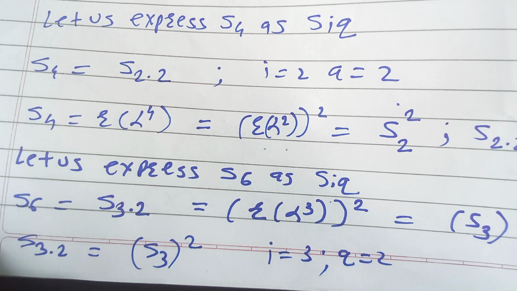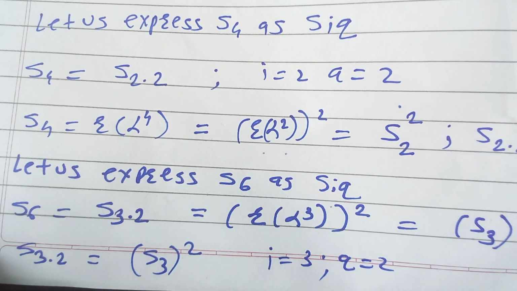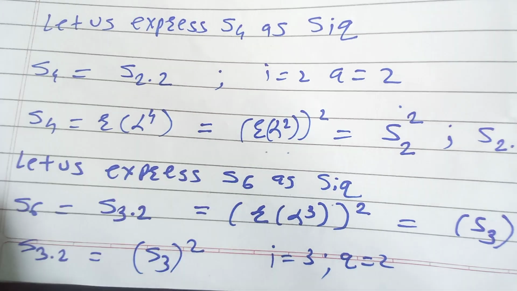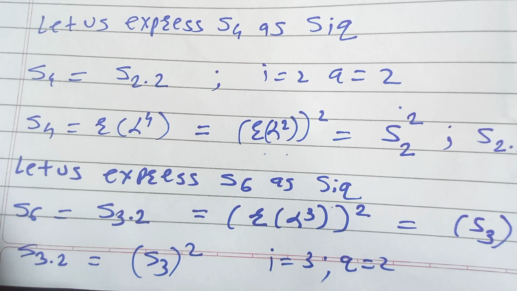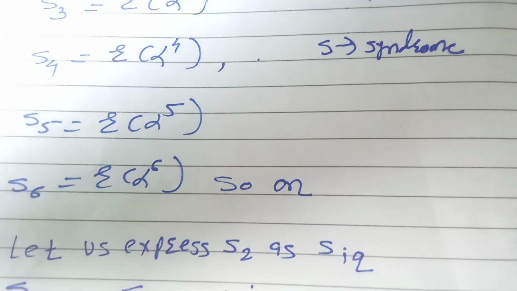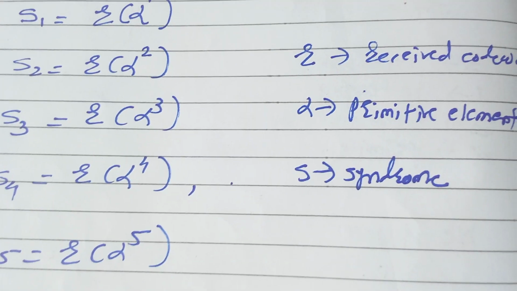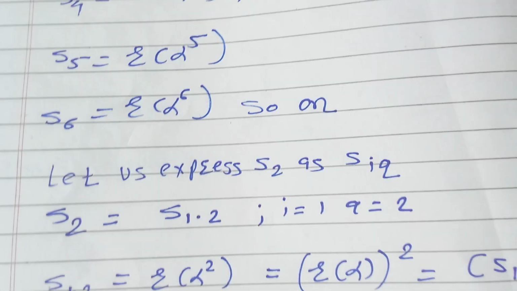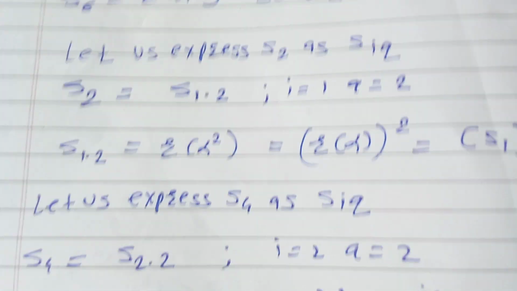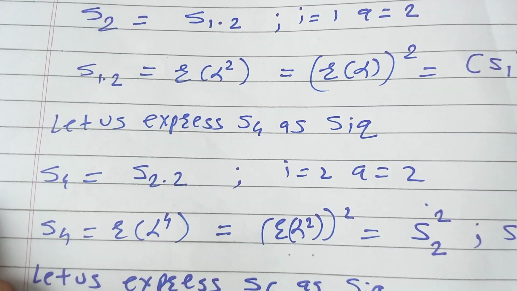So this is required in finding the matrix M in the syndrome decoding. Syndrome decoding of what? BCH code. There it is directly in the books. They have directly written it as S2 is equal to S1 square, and S4 is equal to S2 square. So that is explained in this video.